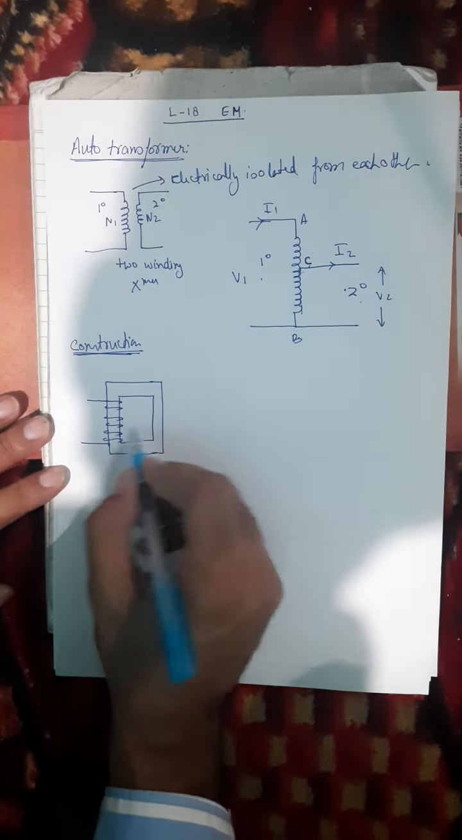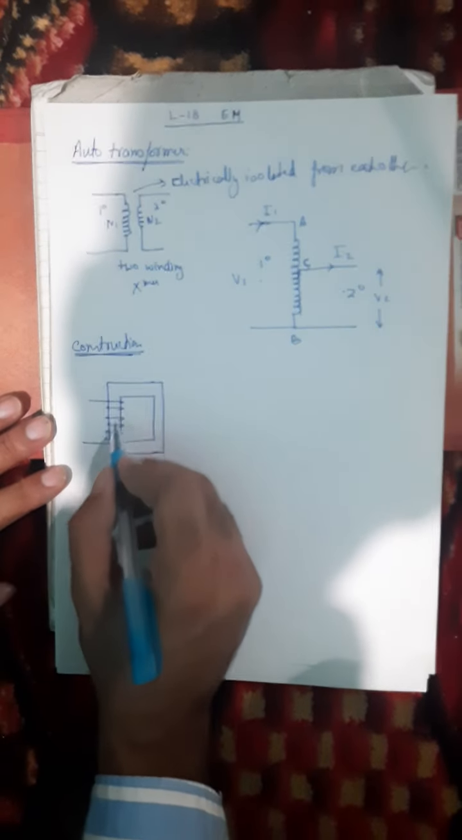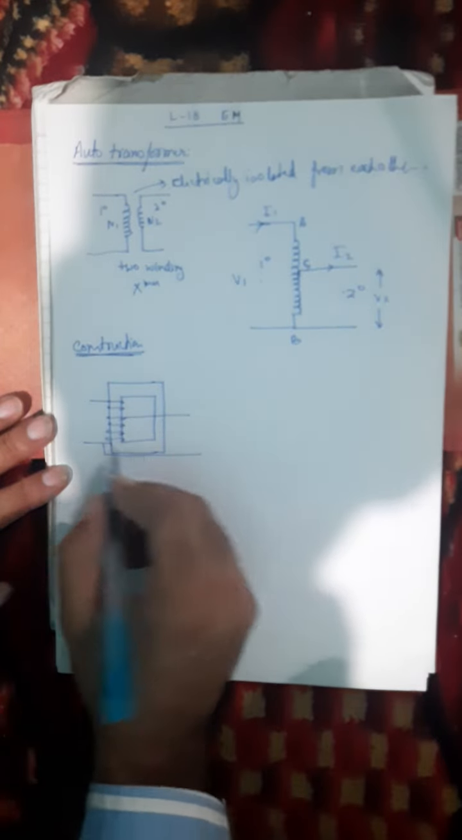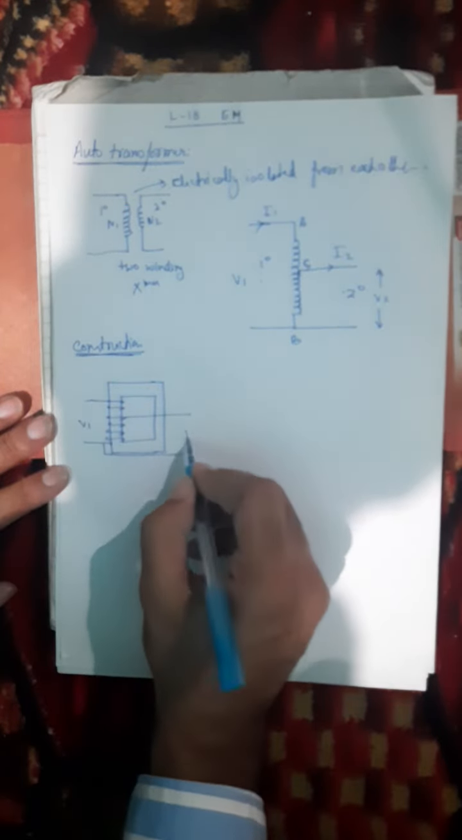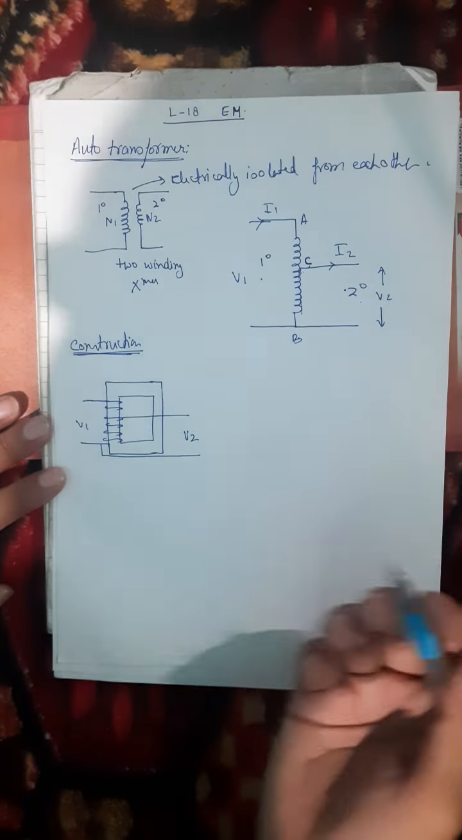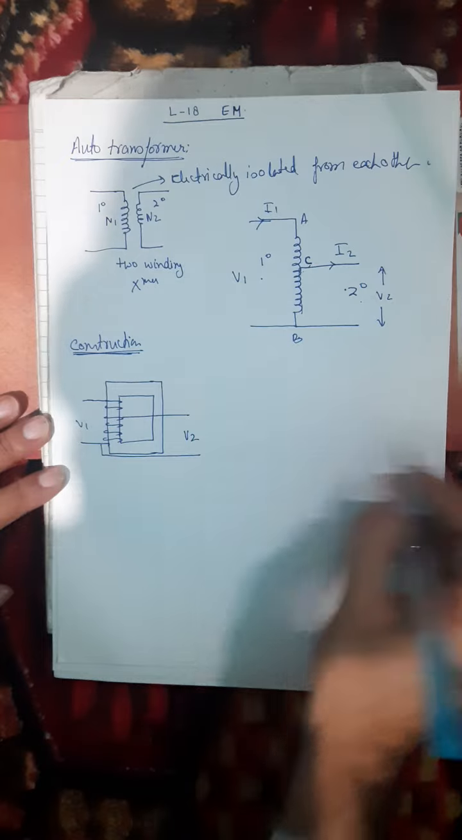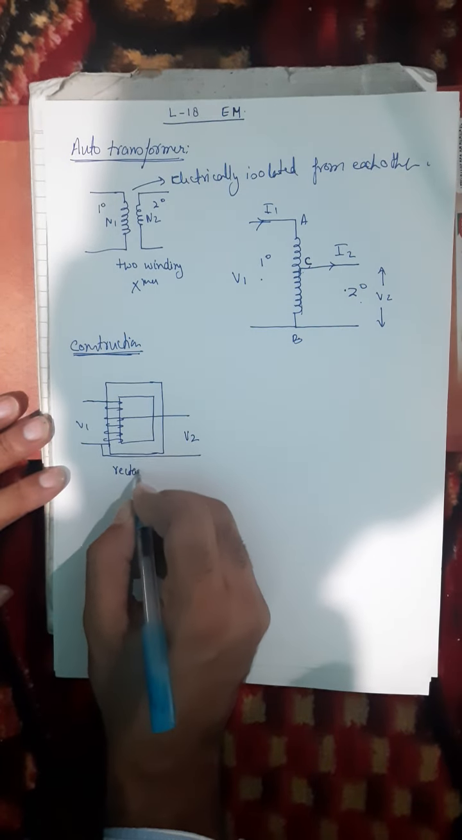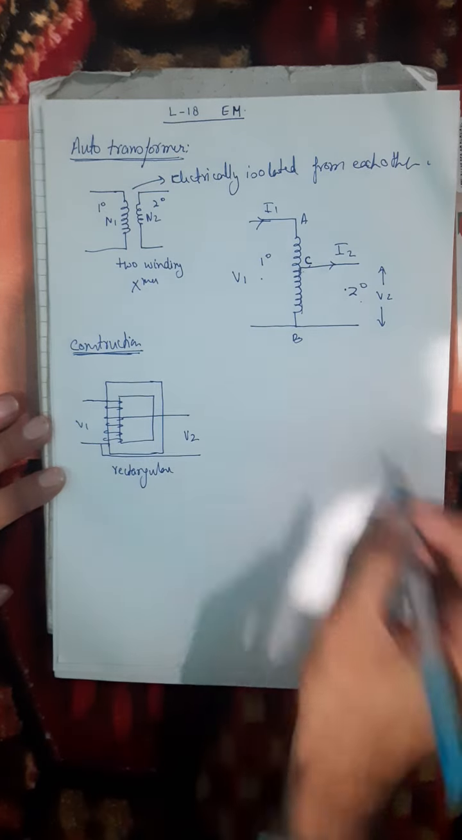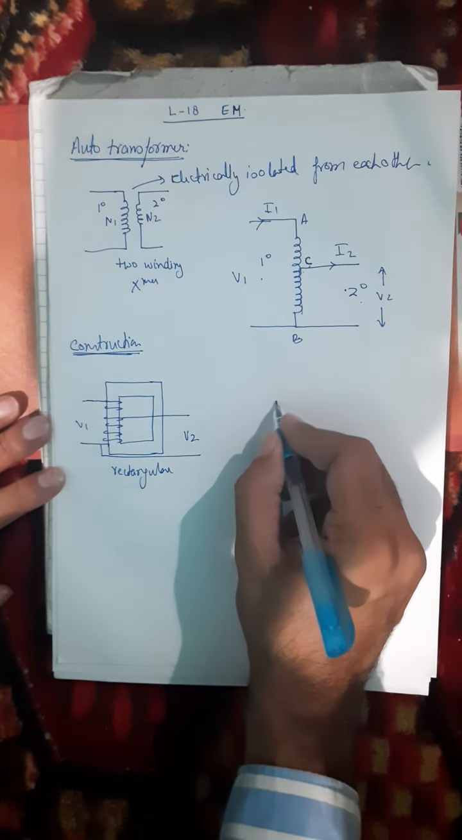So this is the primary winding and the secondary winding will be like from here. Okay, so if this is V1, this will be V2. So this is a rectangular type core, or it can be a circular ring type core. This is rectangular. Okay, so I am saying in this case, and this is circular. Let me draw a circular ring type core as well here.